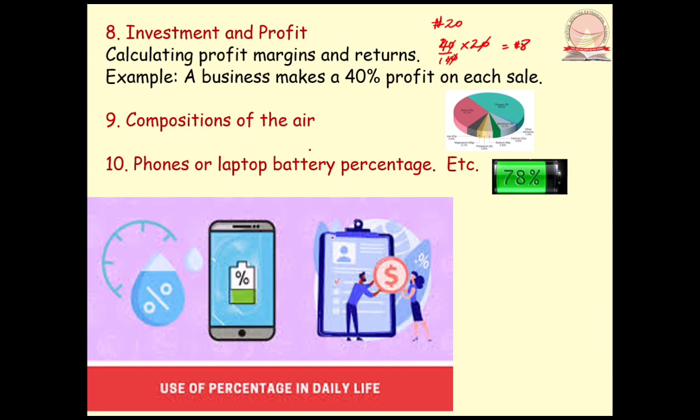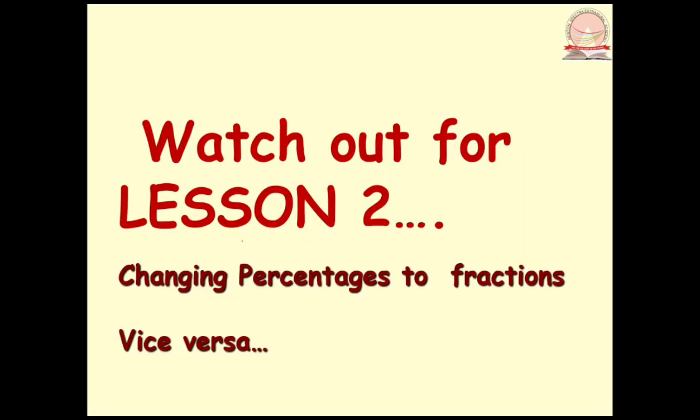So we can also use the knowledge of percentage in determining the composition of the air. This chart here is showing the elements or the compounds that make up the air. So nitrogen is taking the largest percentage out of the elements or the compounds that make up the air. We also apply our knowledge of percentage in phone or laptop battery percent. So with the knowledge of percentage, we can determine the strength of the battery of our phone or laptop. So these are the applications of percentage in our everyday activity.